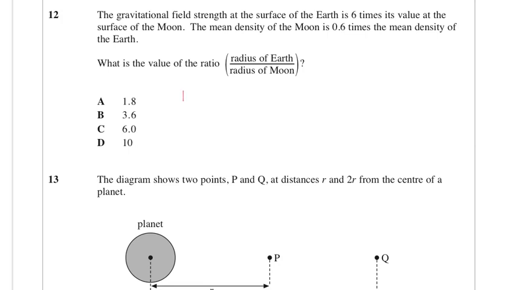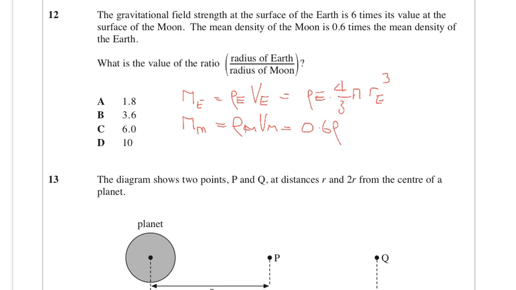So let's think: the mass of the Earth is going to be equal to the density of the Earth times the volume of the Earth, which is the density of the Earth times 4 over 3 pi radius of the Earth cubed. The mass of the Moon is going to be the density of the Moon times the volume of the Moon, which we know is 0.6 times the density of the Earth times 4 over 3 pi radius of the Moon cubed.